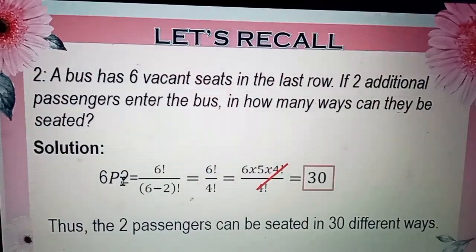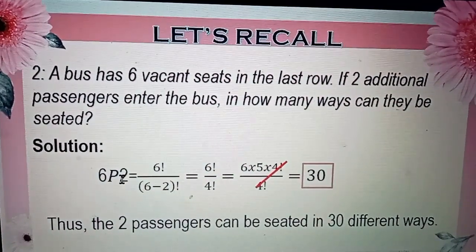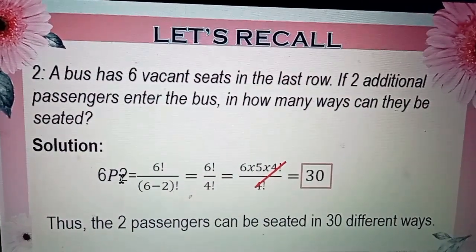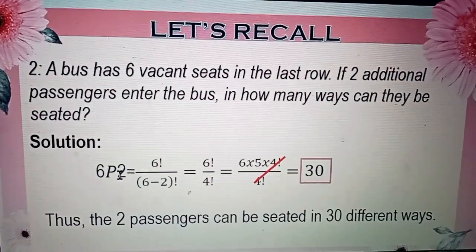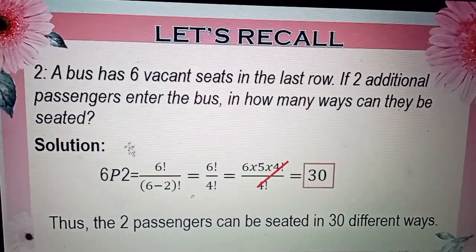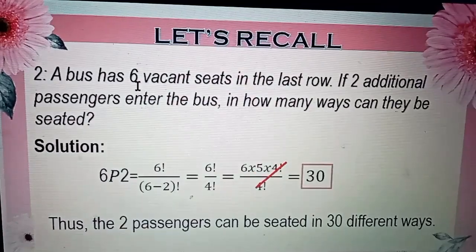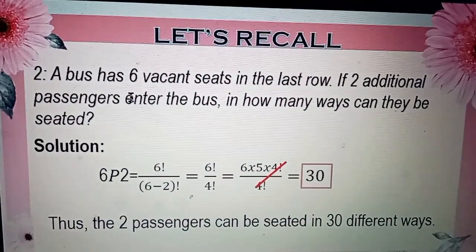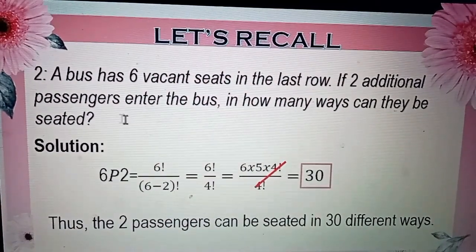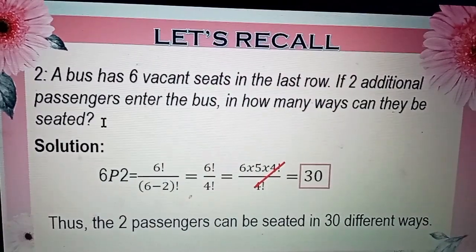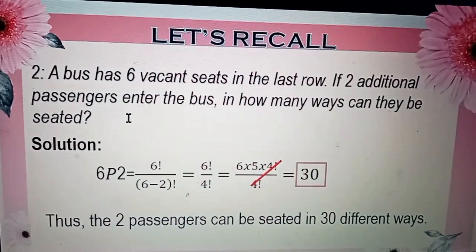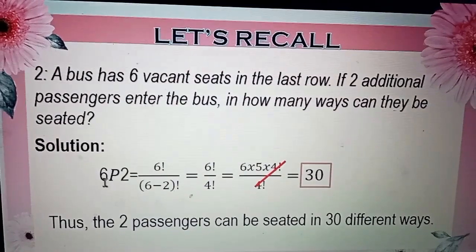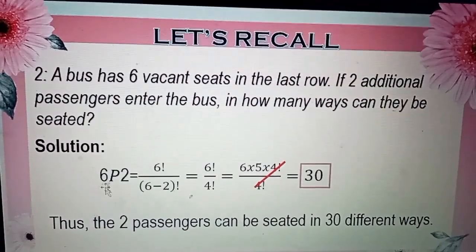Number 2, a bus has 6 vacant seats in the last row. If 2 additional passengers enter the bus, in how many ways can they be seated? So the totality of seats is 6. Then 2 additional passengers enter the bus, so we have the condition n is 6 and r is 2, so 6P2.